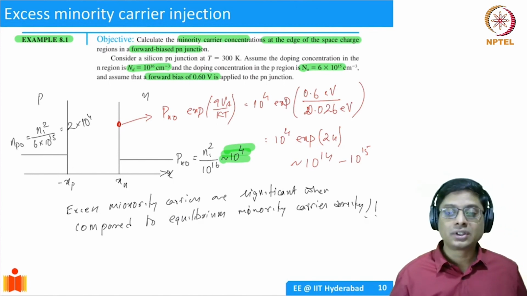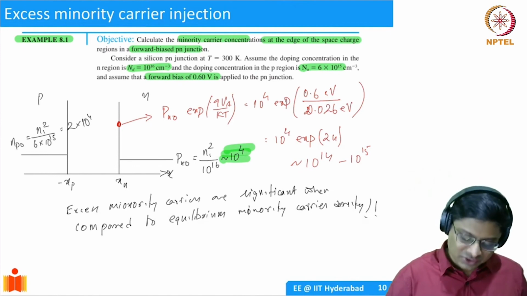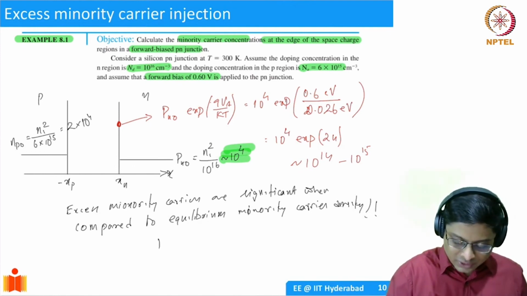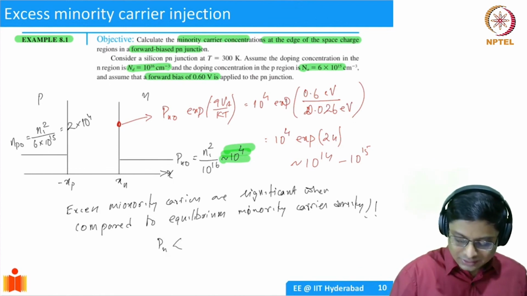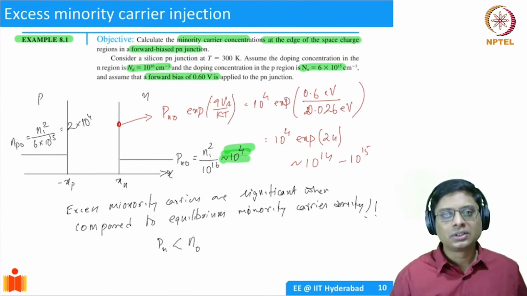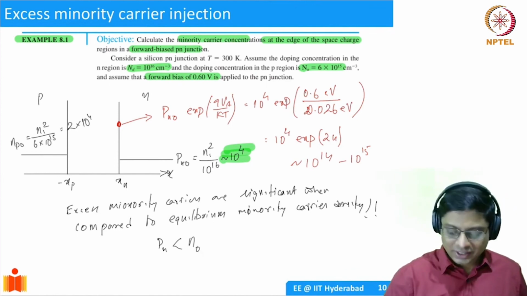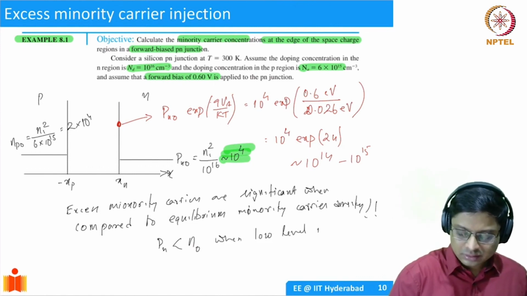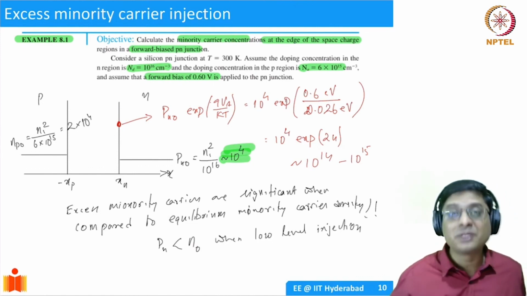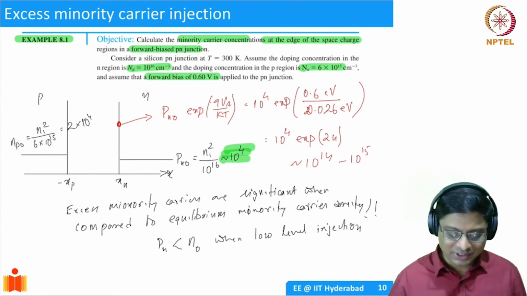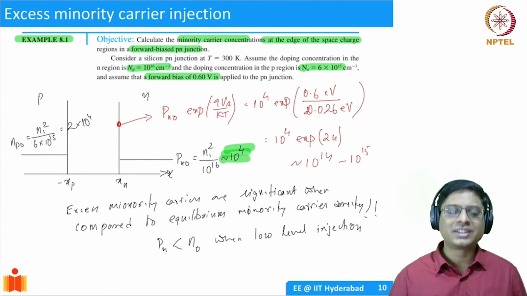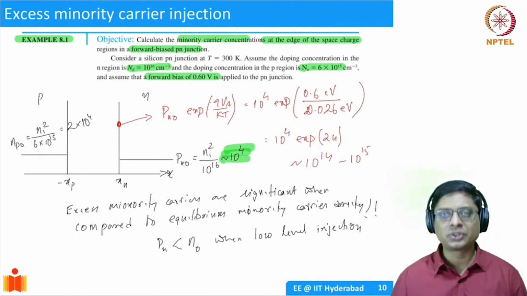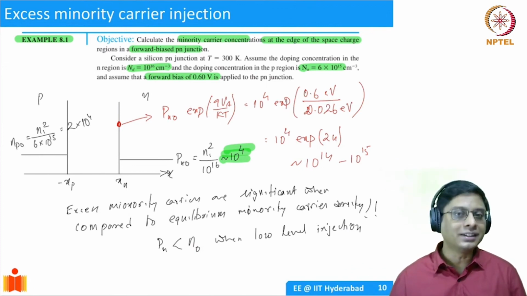You can't ignore this. Okay. Of course, we are still assuming that, if you're talking about holes injected into the N-type, that is less than N0, the majority carrier density. It's still less than the majority carrier density when low level injection is present. If you have even more than that, then we break down some of these assumptions and our analysis will not be accurate. Our analysis is accurate as far as your introduced minority carriers are still less than the majority carriers and significantly greater than the equilibrium minority carriers.